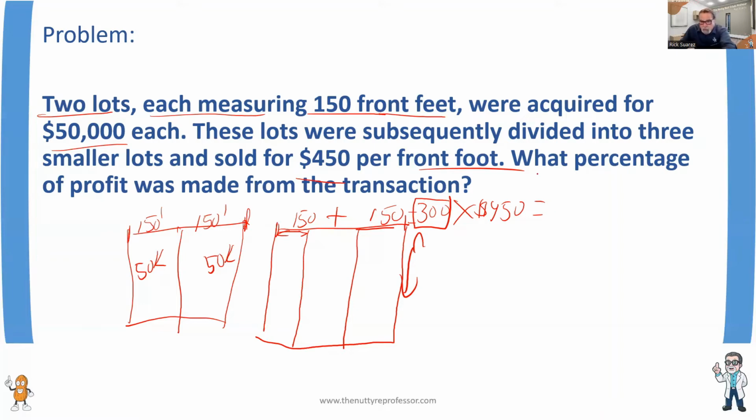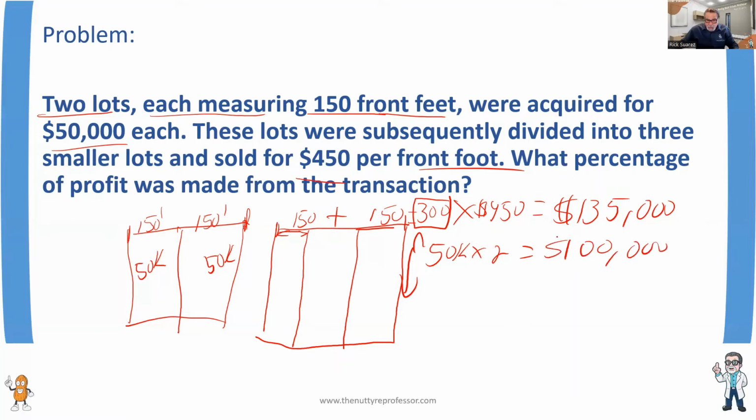So it was sold, let me find out what it was sold for. 300 times $450, they made $135,000. So they paid, right? They paid for the unit $50K times 2. They paid $100,000. They sold it. This is what they paid. This is the sale price.